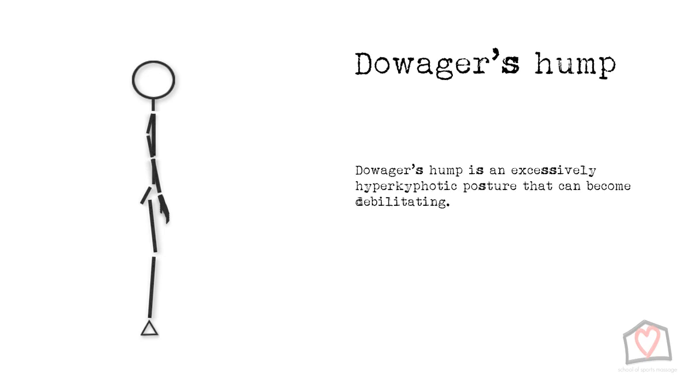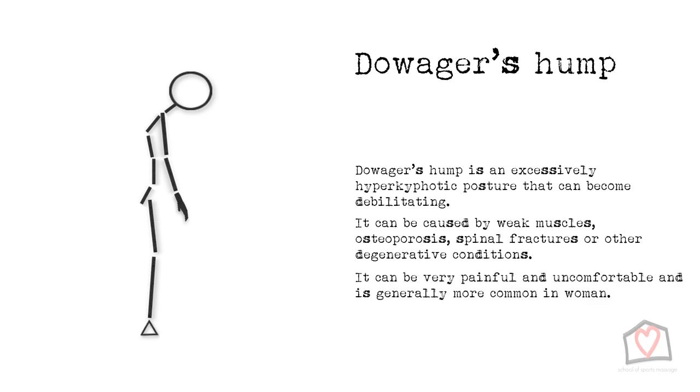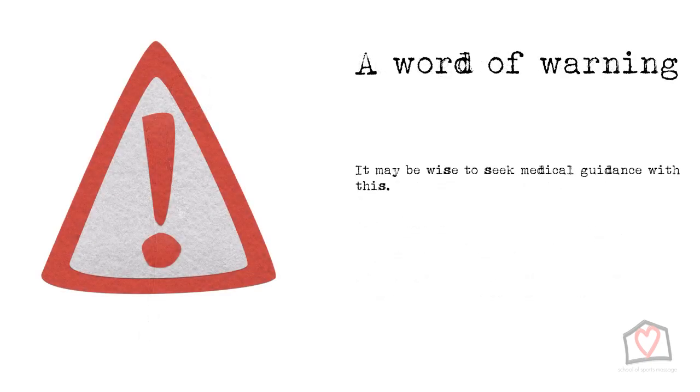Dowager's hump is an excessively hyperkyphotic posture, which over time can become extremely bad and debilitating. Weak muscles, osteoporosis, spinal fractures and other degenerative conditions can be the cause for this. It can be very painful and uncomfortable and is generally more common in women. I have seen a few cases of this in my career, from the very minor to the severe. It may be wise to seek medical guidance with this.